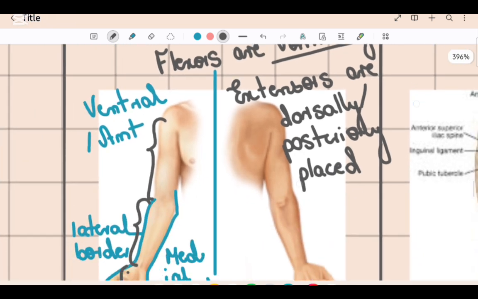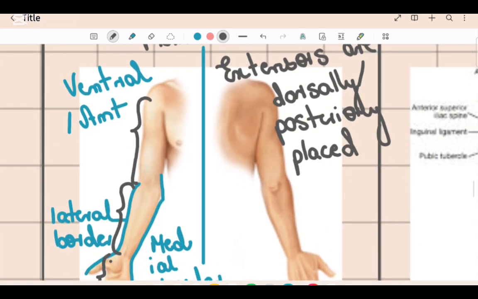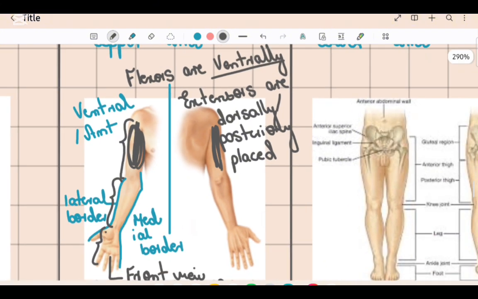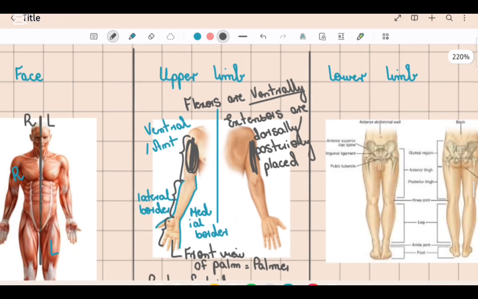Okay, so you can see your tricep is basically the extensor which is present here, whereas your bicep is basically the flexor which is present here, along with the other muscles, the brachialis and the coracobrachialis. So those are present here in the anterior aspect of your arm. So the flexor compartment lies anteriorly, whereas the extensor compartment lies dorsally. So that was about your upper limb.